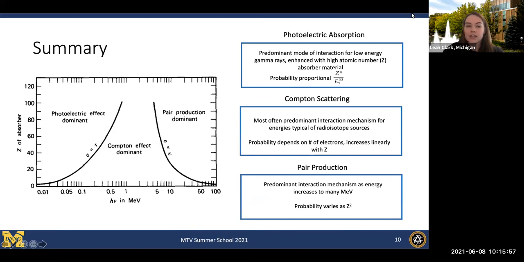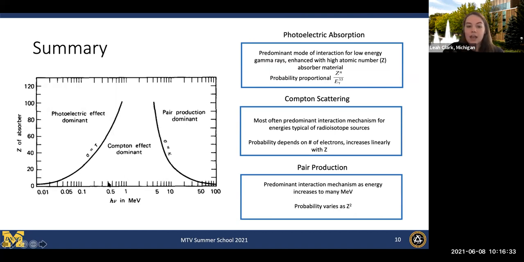To summarize briefly the three modes of interaction that we just went through, this is a really nice diagram to look at if you just want a quick visual of which one is going to occur. As I mentioned before, for photoelectric absorption, or the photoelectric effect, the predominant mode is for these lower gamma ray energies, and it is enhanced with the high atomic Z number. So if we look here, we have our low energies, we go up in the Z of our absorber atom, and we get the dominant area.